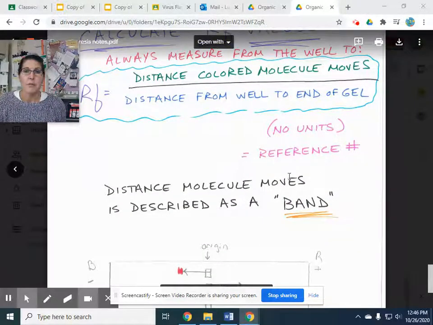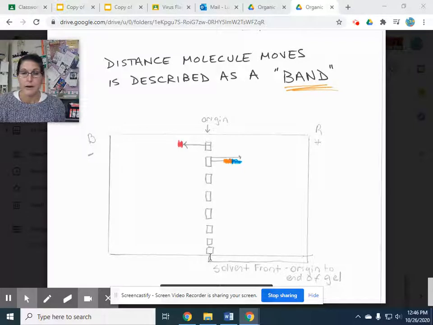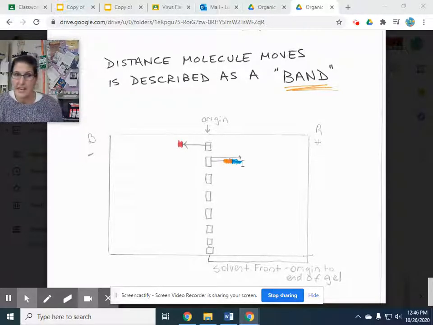We're going to describe the molecule movements as a band. So you might see something like this. When you go to measure the origin and you put your rulers there, I don't care how you do it. You can do it from the middle, from the front of the well, or from the back of the well. Same thing with the colors. You can measure from where the color starts, from where it ends, or from the middle. Keep it consistent however you are measuring it.